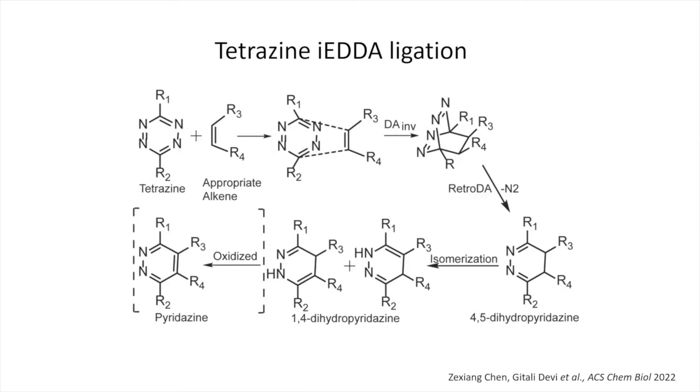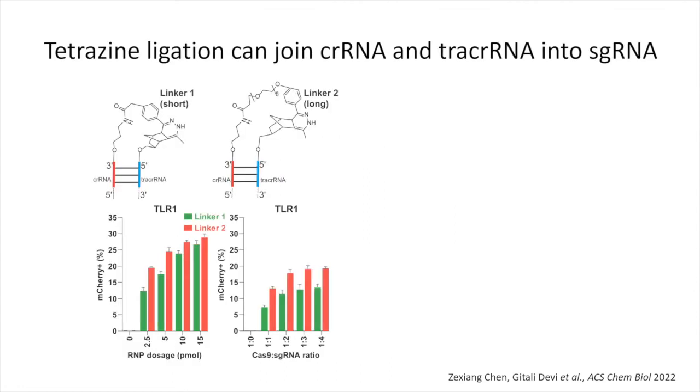which is the inverse electron demand Diels-Alder ligation between a tetrazine and an appropriate alkene. This goes first through a Diels-Alder, then an inverse electron demand, and then a retro Diels-Alder with loss of nitrogen to produce these dihydropyridazines, and then can be often oxidized to the pyridazine shown here. So it's simple enough, in a sense, to join CRISPR RNA and tracer RNA into single guides using this chemistry.